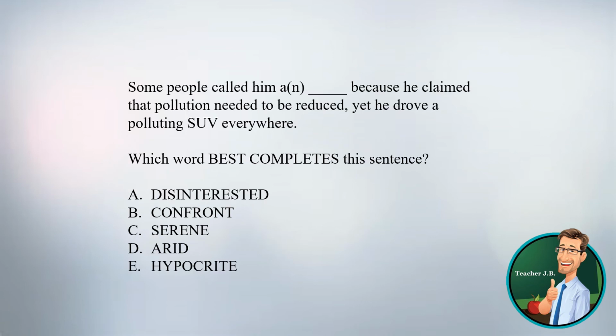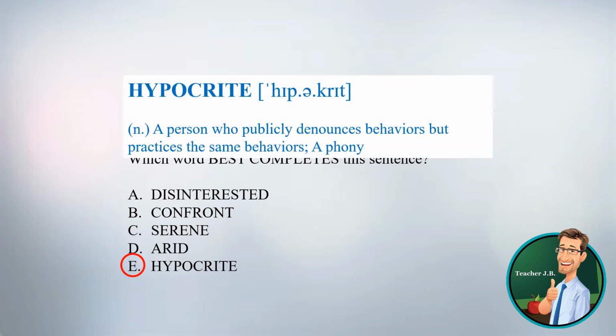Some people called him a blank because he claimed that pollution needed to be reduced, yet he drove a polluting SUV everywhere. So this guy is a phony. Okay, is he disinterested, confront, serene, arid, or hypocrite? Yes, the answer is hypocrite, and hypocrite means a person who publicly denounces behaviors but practices the same behaviors.